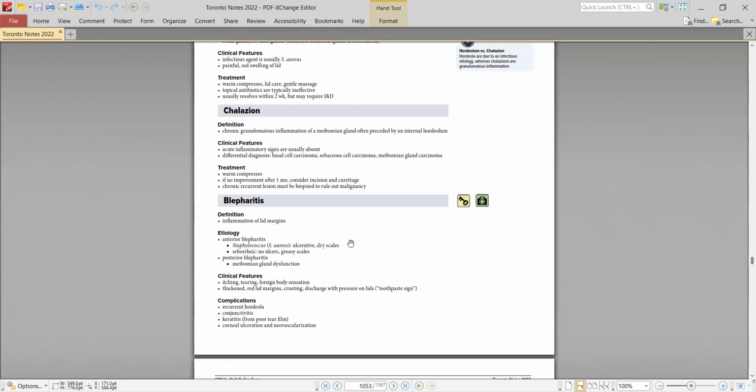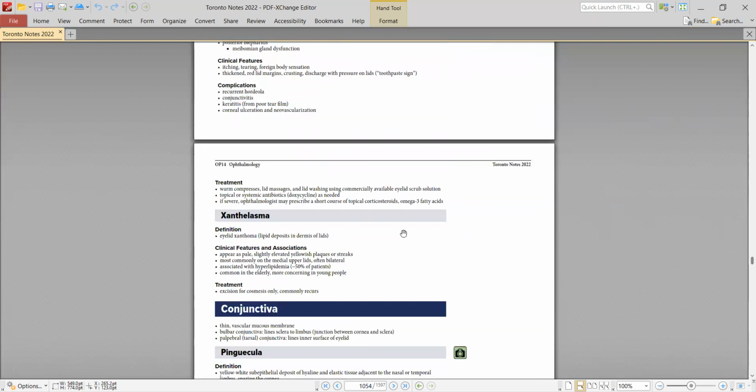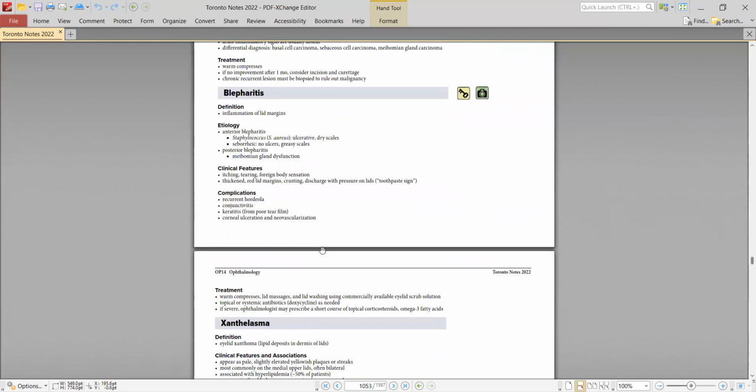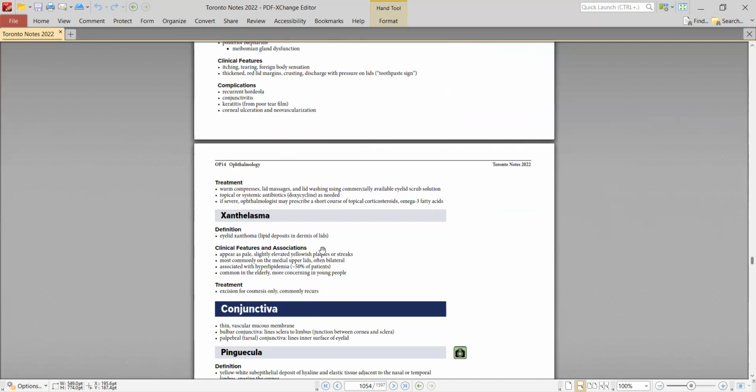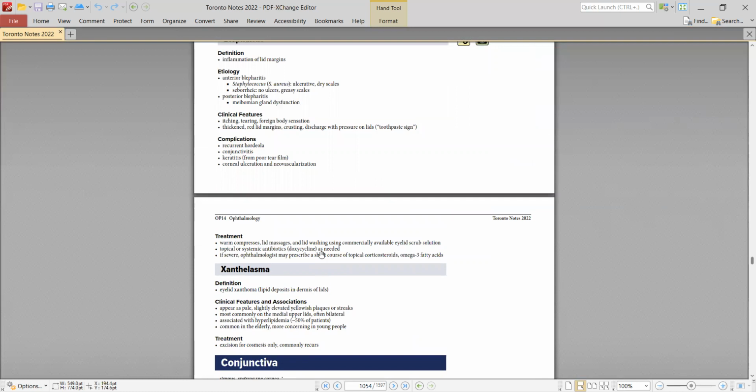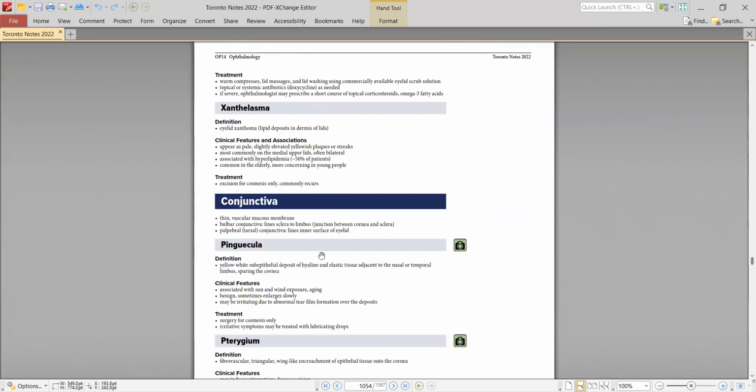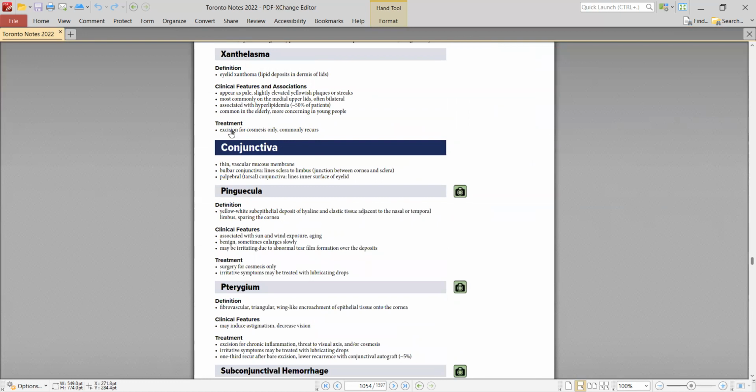Blepharitis, it is an inflammation of the lid margin. The eyelid margin is actually inflamed here. Xanthelasma is actually yellowish lipid deposits near the eyelids. That is called xanthelasma.